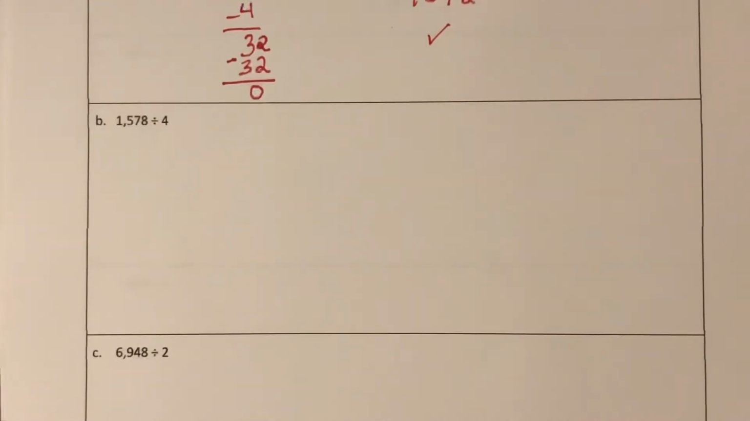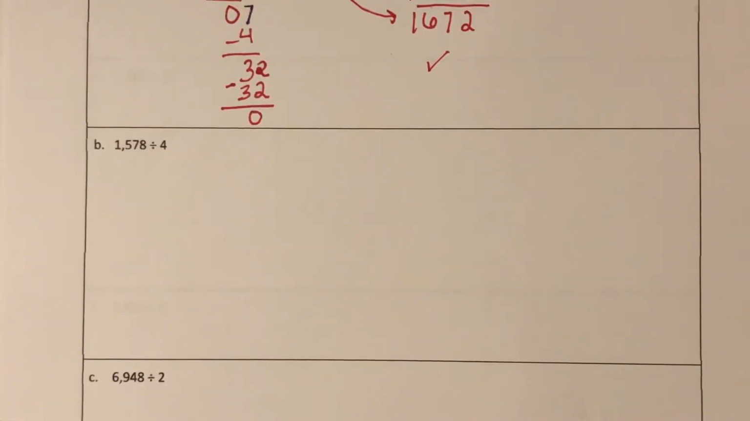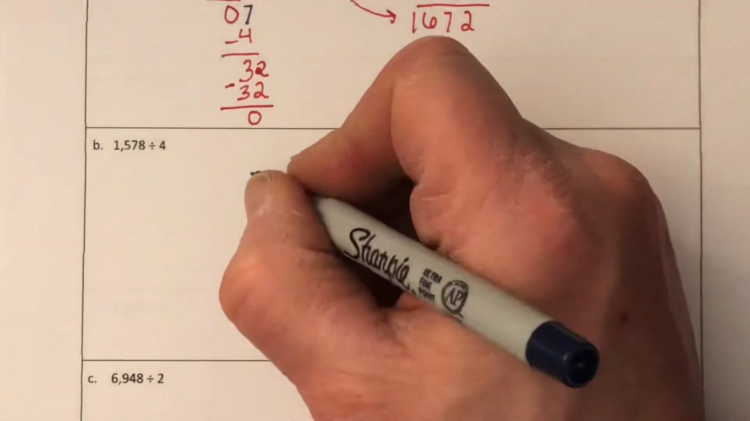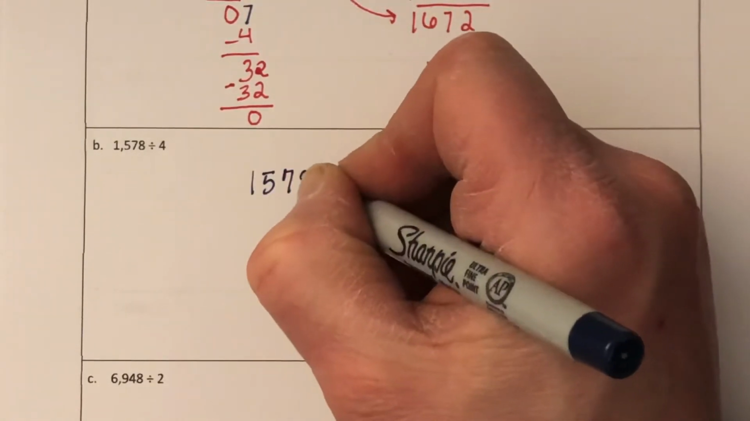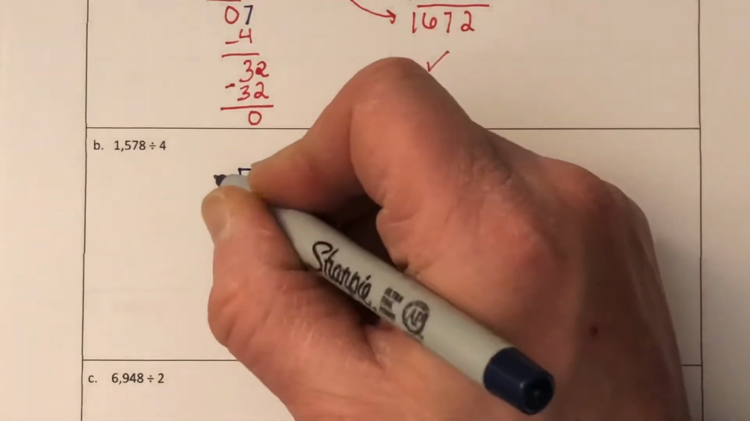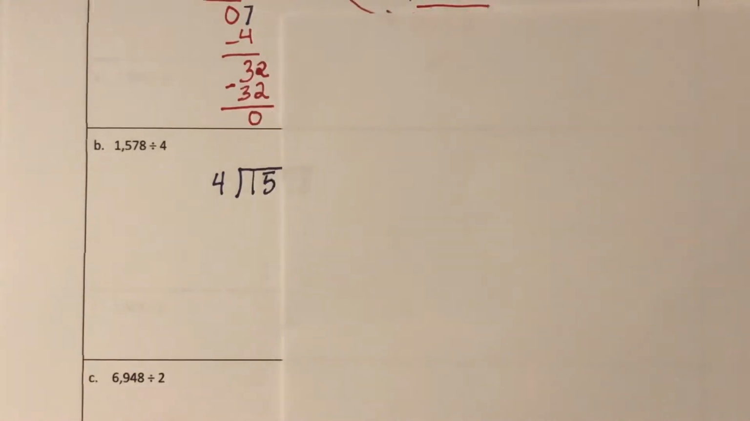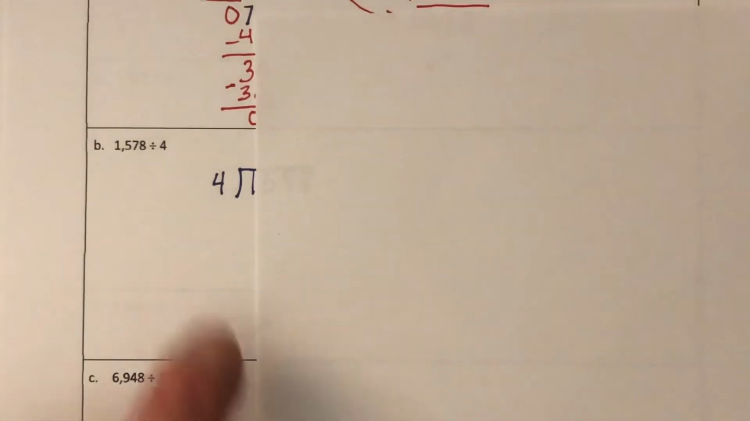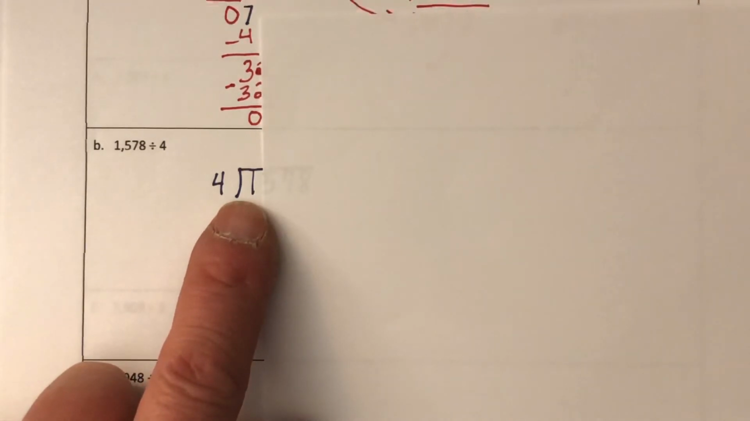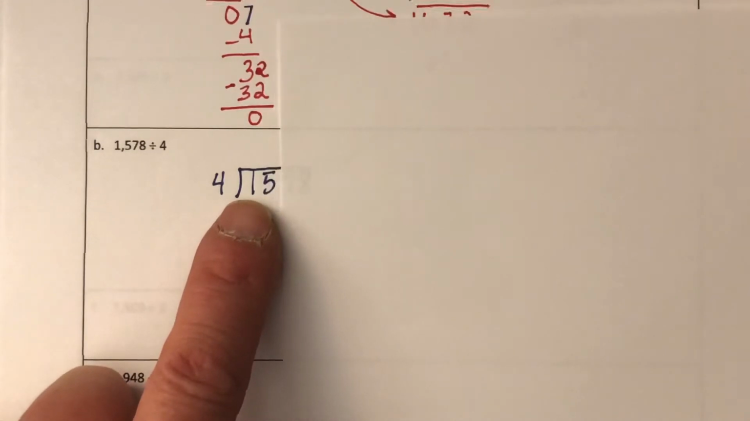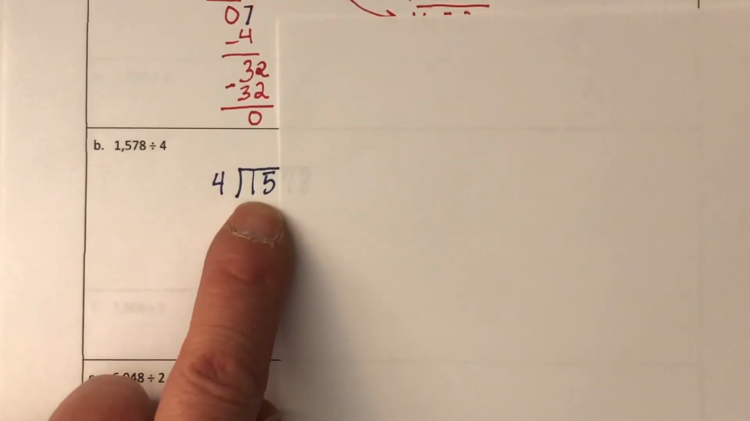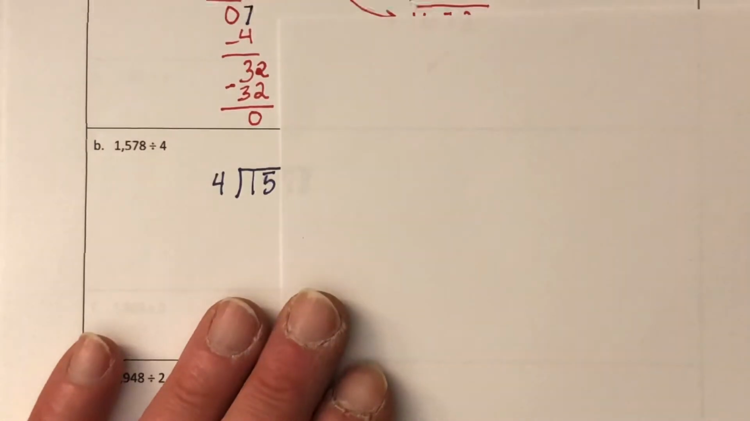The next one is 1,578 divided by 4. Okay, so start right off here. And if it helps, use a piece of scrap paper, exposing the numbers one at a time. How many times does 4 fit into 1? Again, it doesn't. So I skip over it and add this one to it. How many times does 4 fit into 15? And now that works.